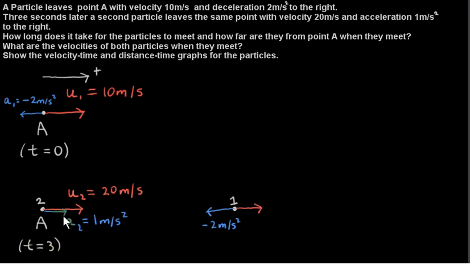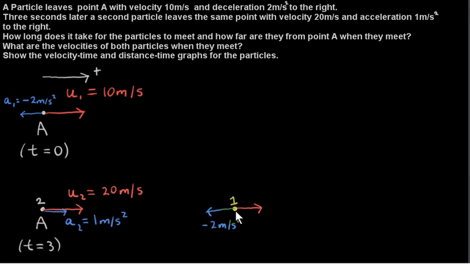Now, at t equals 3, particle 1, of course, will have moved to the right. It'll be at some position over here. We don't know its velocity, but I'm assuming its acceleration is constant. Its acceleration is minus 2 meters per second squared. I'm assuming the same for particle 2. Its acceleration is also constant or uniform.